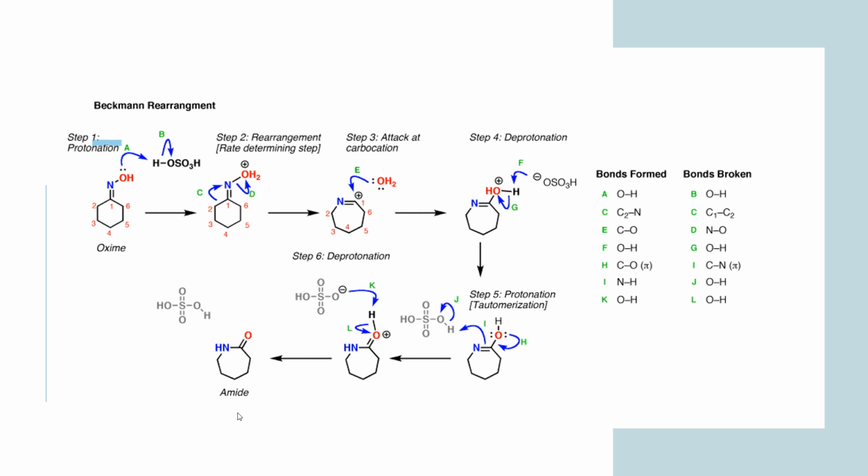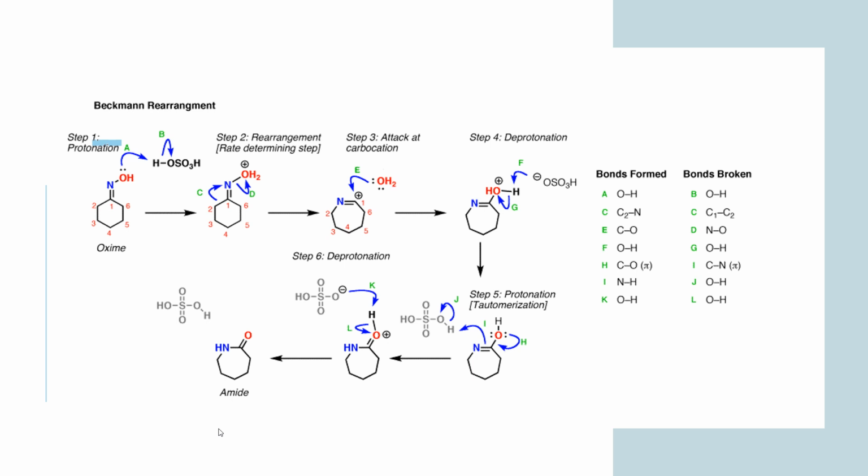Okay, you just have to remember a few points in the mechanism, that always you have to shift the alkyl bond which is anti to the oxime hydroxyl group. Okay, and towards the last step, tautomerism of this hydroxylated carbocation happens and you get this amide which is ring expanded as the final product.